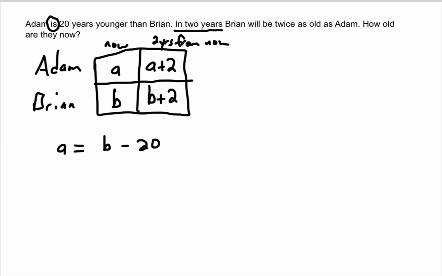Will be is the future tense version of is. So that's our equal sign. So Brian equals, so Brian is B plus 2. So Brian equals twice as old as Adam. So twice means 2 times. And Adam, remember, we're still in this column. So Adam's A plus 2 right now.